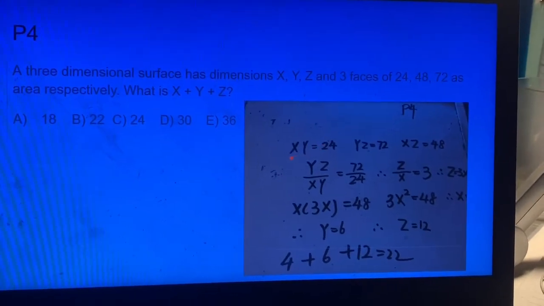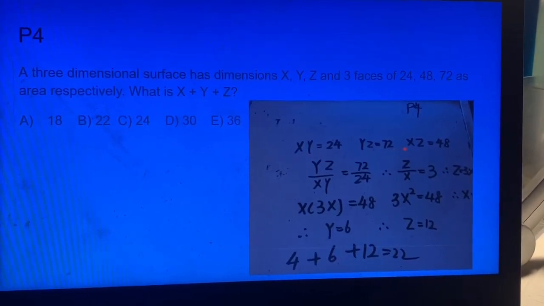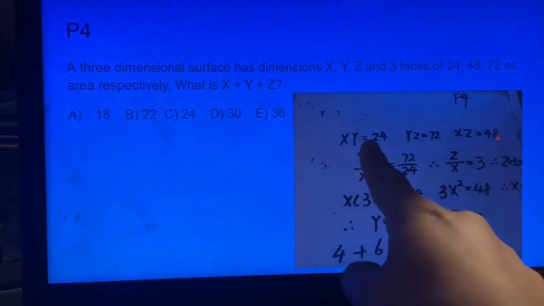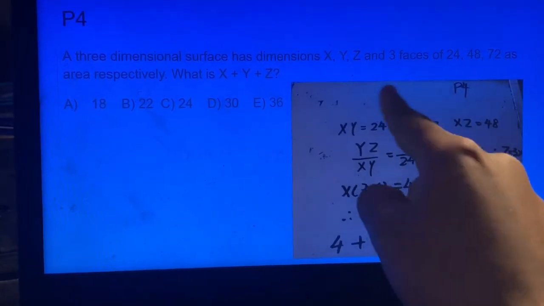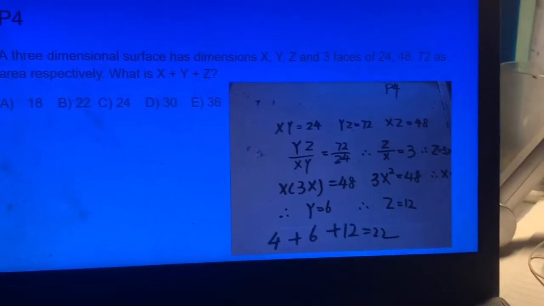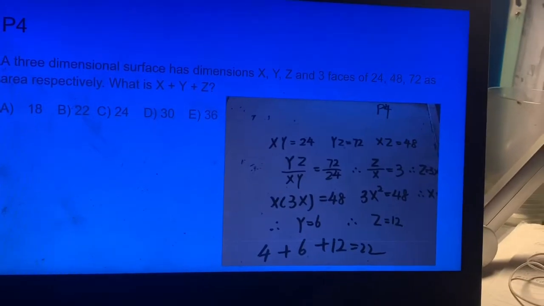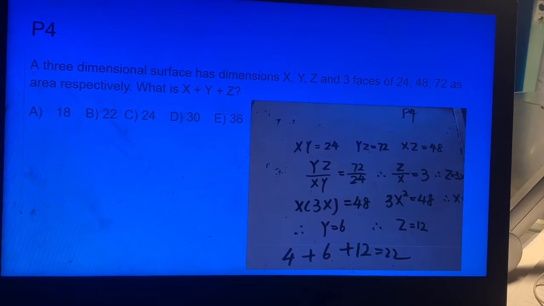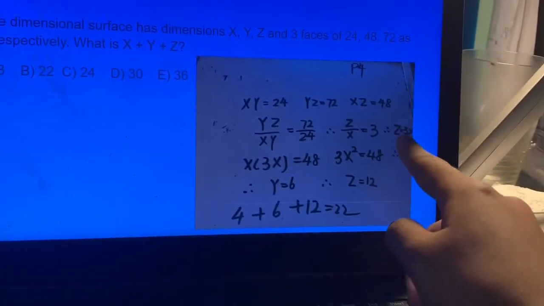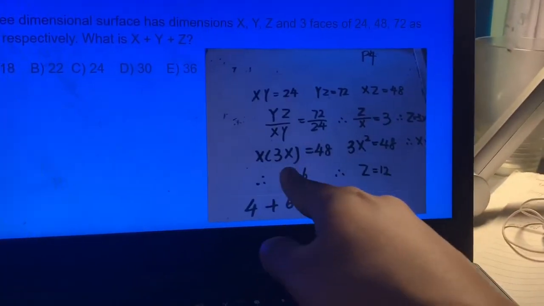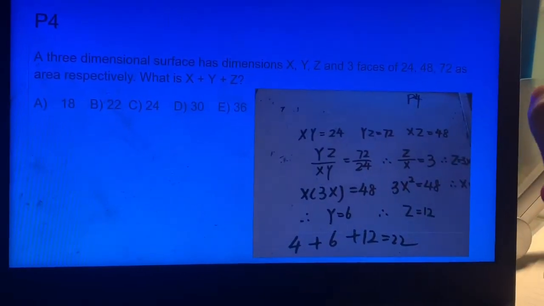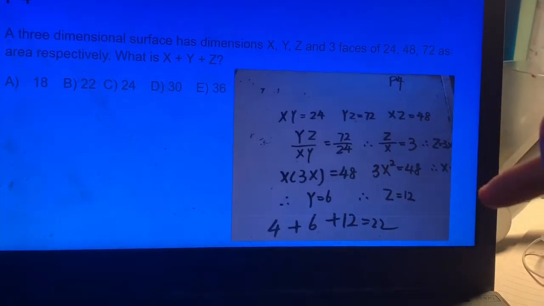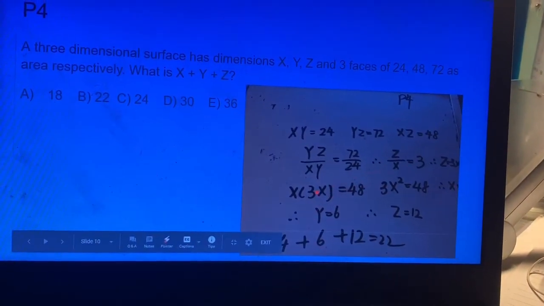So we write out the equation for each of them, right? After that, we divide this by this. We know that the ratio between z and x is going to be 3, which means z is going to be 3x. We plug in the z here, which gives x times 3x is 48, and we get x equal to 4. y is 6 and z is 12. Therefore, the answer is 22.